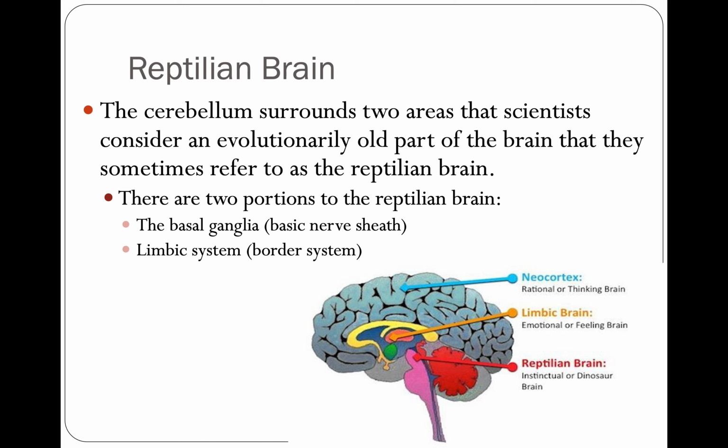The cerebellum surrounds two areas that scientists consider an evolutionarily old part of the brain that they sometimes refer to as the reptilian brain. There are two portions of the reptilian brain: the basal ganglia, which means basic nerve sheath in Latin, and limbic system, which means border system.